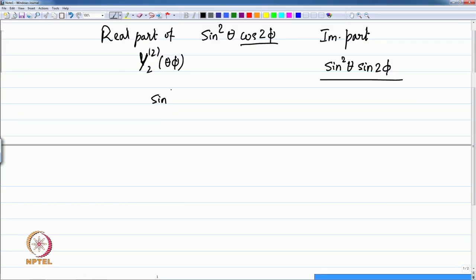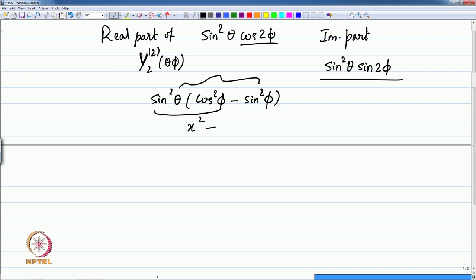Recall that cos 2 phi is cos squared phi minus sin squared phi. So this function is sin square theta times cos squared phi minus sin squared phi. And remember, sin theta cos phi is like x, therefore this is x square, and sin theta sin phi is like y, and therefore this is minus y square. So this part is often referred to in your textbooks as the dx square minus y square orbital.